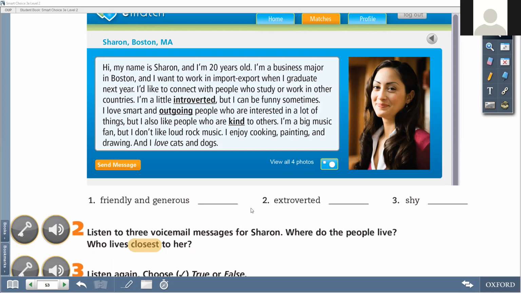Page 53. Listening. Listen to 3 voicemail messages for Sharon. Where do the people live? Who lives closest to her? 1. Hi, Sharon. My name is Alex, and I live in Florida. I'm 22 years old, and I'm a business student in Miami. I'm tall, slim, and I work out a lot, so I'm quite muscular. I'm a little introverted, too. I live with my mother, and we have a lot of cats, but no dogs. I don't like them very much.